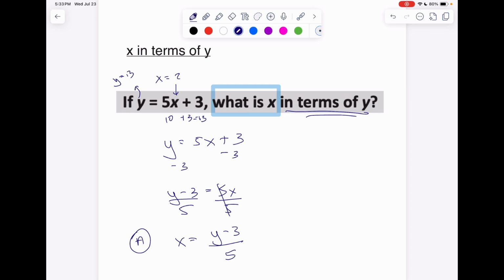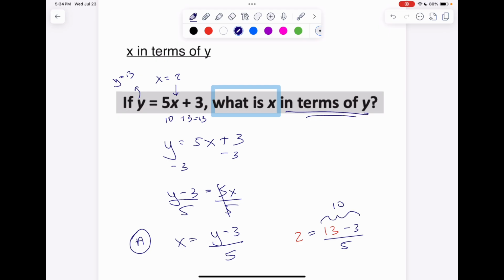Now, if I put that into the right answer choice, this one right here, it should work. So let's say x is 2, and that equals y, 13, minus 3 over 5. Let's see if it works. 13 minus 3, well, that's 10. 10 divided by 5, that's 2. It works. So again, you can use plug-in on the original equation to find the relationship between your variables and then pop them into the answer choices to see which one expresses that same relationship.